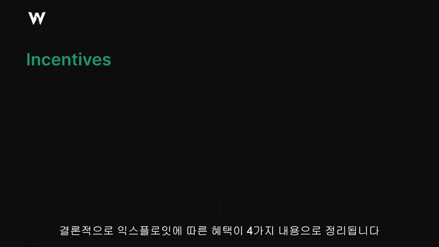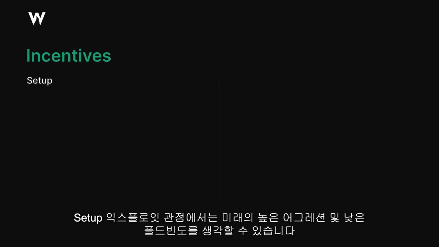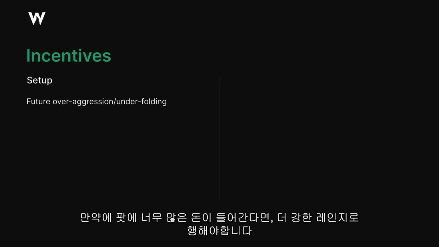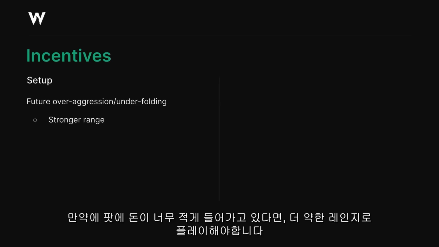So, the incentives can be summarized in these 4 points. In terms of setup exploits, what we care about is future aggression and future amount of folds. In other words, we care about how much money is going into the pot in that line. If too much money is going into the pot, we want to take that line with a stronger range. If not enough money is going into the pot, we want to play that line with a weaker range.